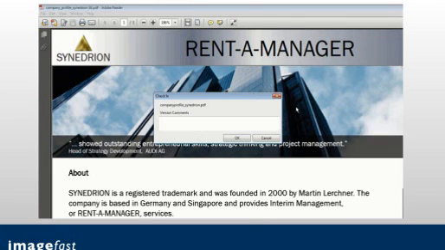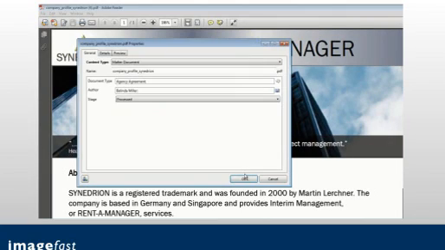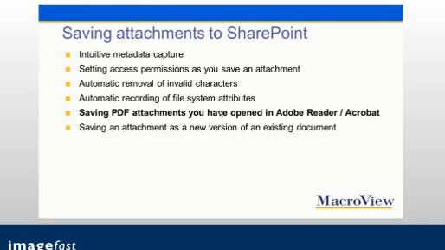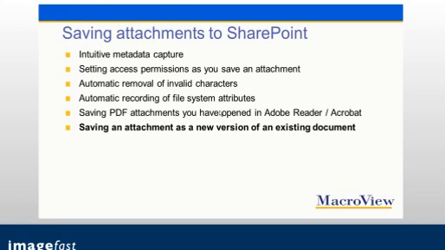MacroView prompts us for comments in respect of our new version and allows us to modify existing metadata. In addition to removing invalid characters from incoming file names, MacroView also records original file system attributes such as file name, created, and modified date. We've seen as well how MacroView DMF allows PDFs to be saved to SharePoint direct from Adobe Reader or Acrobat, and how an incoming attachment can be saved as the next version of an existing document in SharePoint.